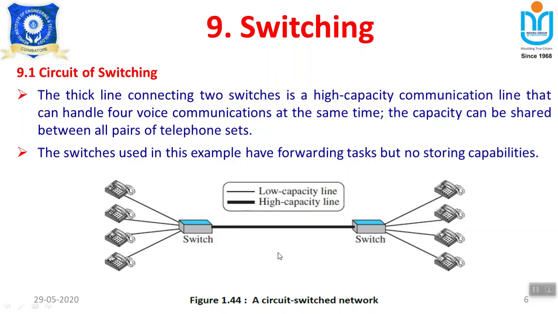So the meaning of this is, even though it has 4 links that can be established in parallel, at a particular period of time only one connection is being used, and the other 3 will be underutilized or unused. That is a major disadvantage of this circuit switch network, because it has a dedicated connection.